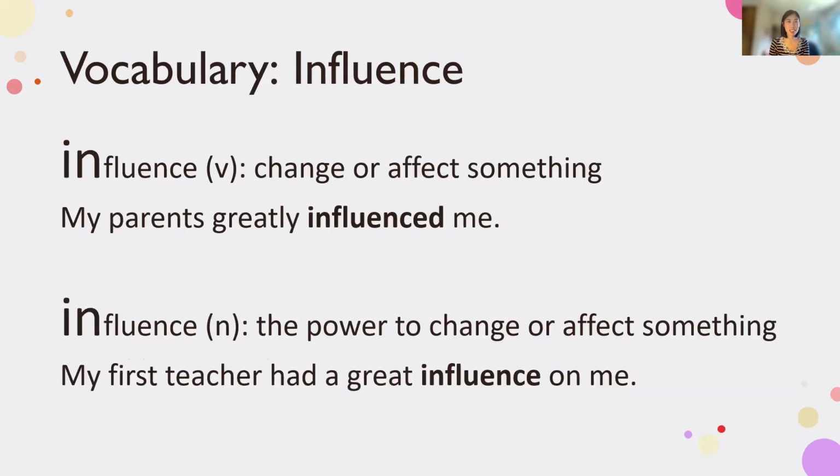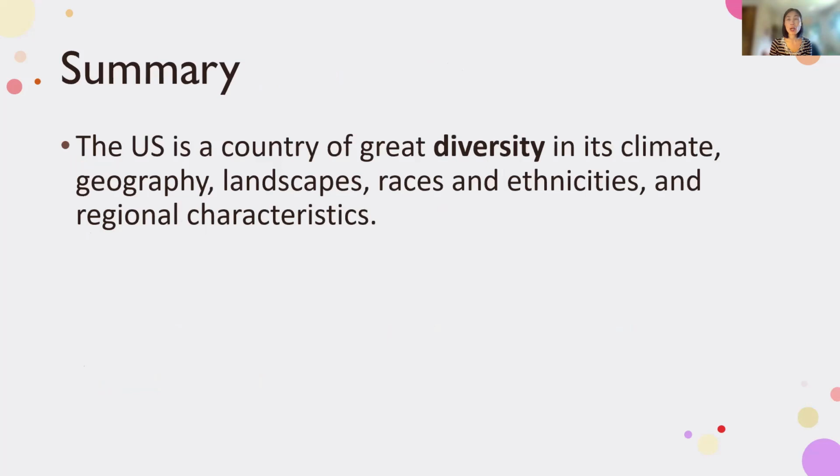So I want to explain another word that may be useful here for you. Influence is a verb, and when you use it as a verb, it means to change or affect something. The stress is on the first syllable. Influence, influence. My parents greatly influenced me. Influence is also a noun, and it means the power to change or affect something. So my first teacher had a great influence on me, right? So it can be both a verb and a noun. When you use it as a noun, you should use the preposition on. Have an influence on something or somebody. So I hope that it is helpful.